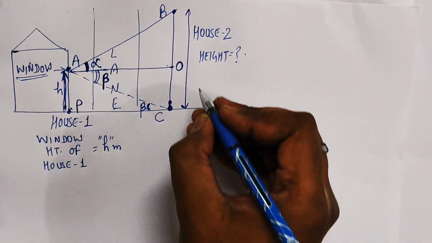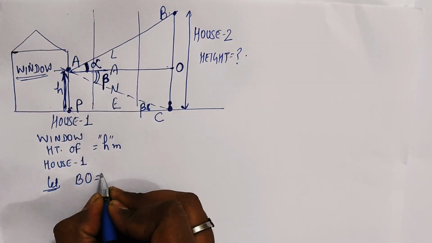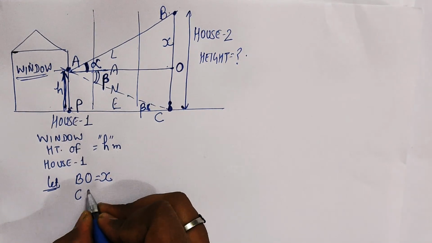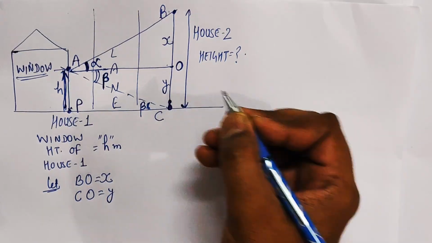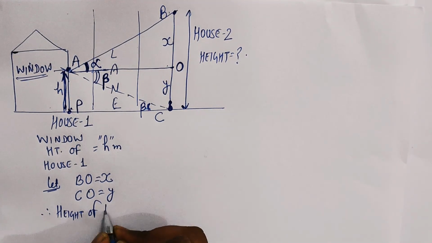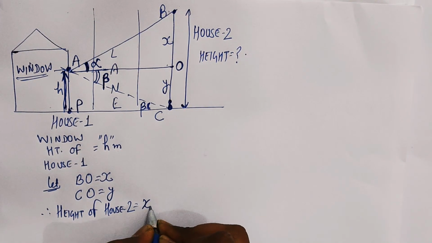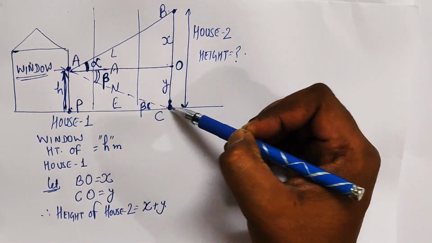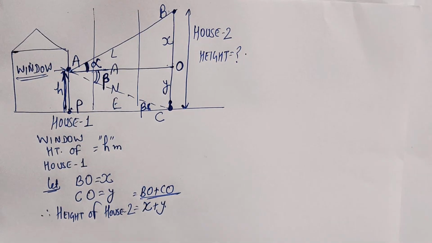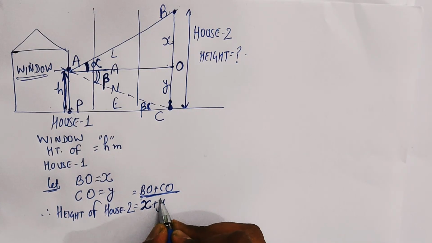Now what will we do? To calculate the height of house 2, let's say B to O, that is BO, as X, and C to O as Y. Though CO is Y, it's equal to h, right? But I'm writing X and Y separately over here. And the height of house 2 is X plus Y, right? BC is the addition of BO and CO, that is X plus Y. So the value of Y is h, which we will substitute later on, right?